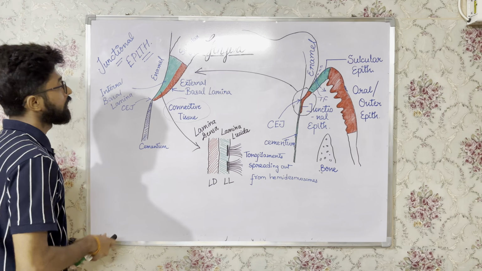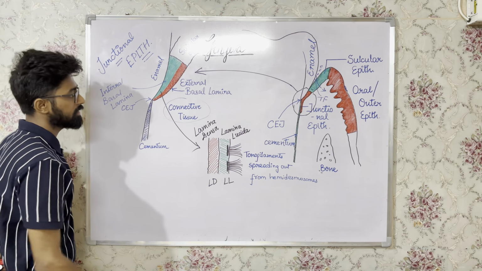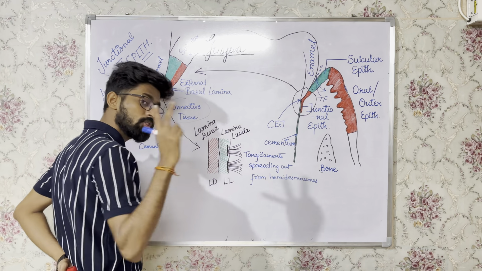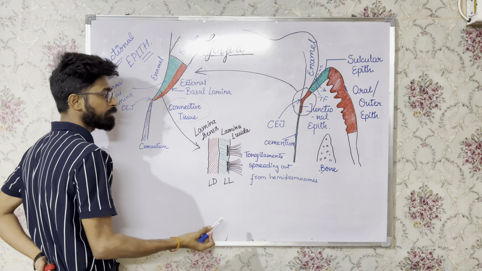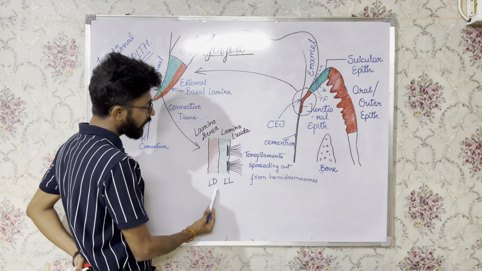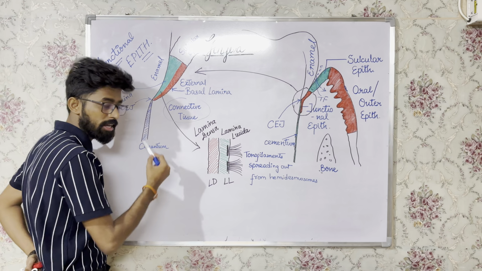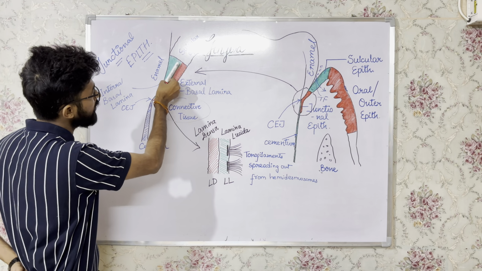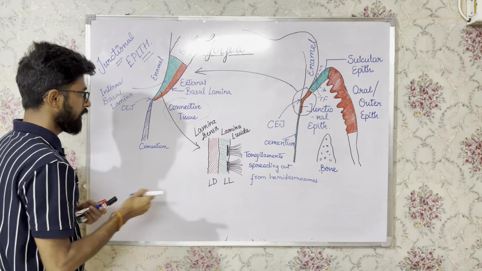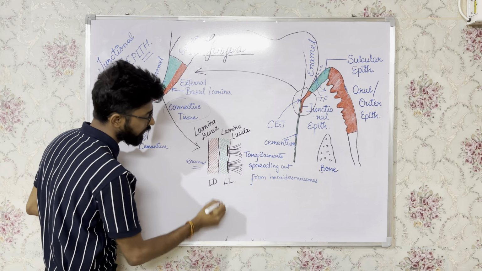Now if we enlarge this internal basal lamina, this is the enlarged version. Internal basal lamina has two sublayers. One is lamina lucida and the other is lamina densa. You can see this is lamina lucida, this is lamina densa. Lamina lucida is this side. Lamina densa is adjacent to the enamel. This is on the inside.